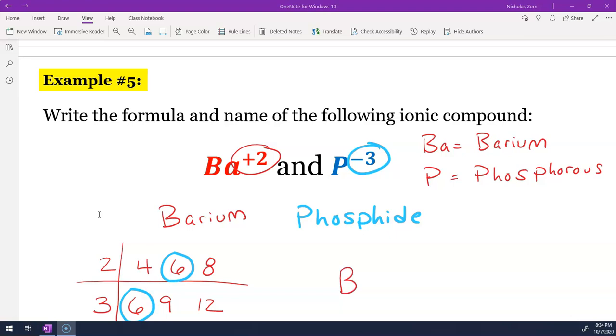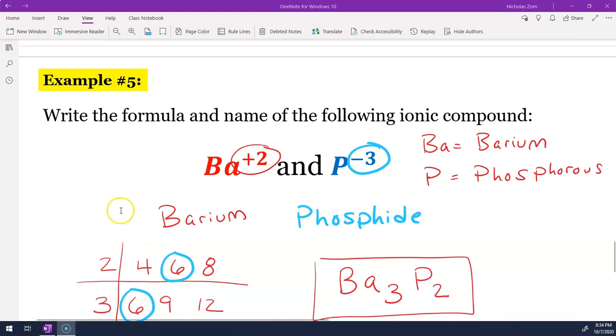So I'm going to have 3 bariums and 2 phosphoruses to cancel these out. 3 times 2 is going to give us a charge of +6, and then -3 times 2 gives us a charge of -6. That's how these are canceling out. If you're not sure, go ahead and write yourself out a table of the multiples, and that's a good way to find the least common multiple. All right, and those are the 5 examples that we went through. Those are how to name binary ionic compounds.